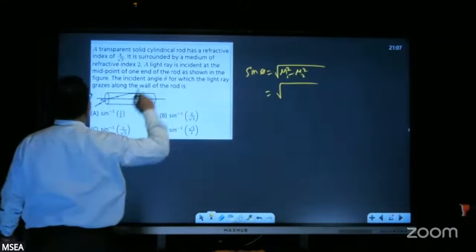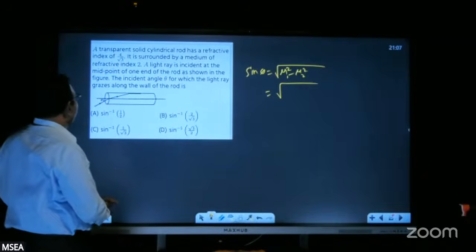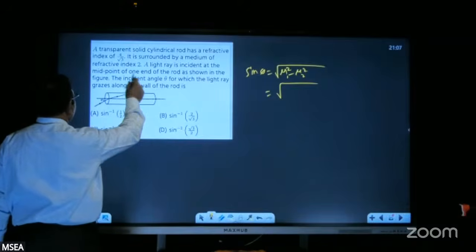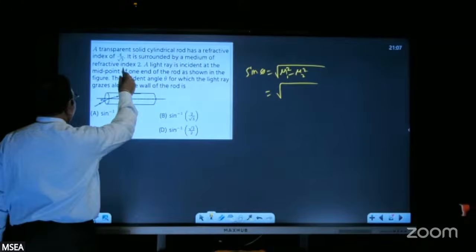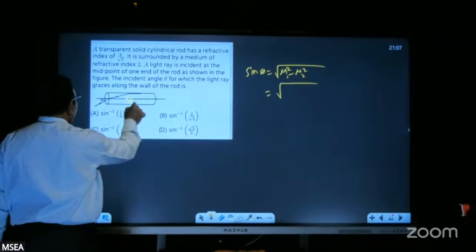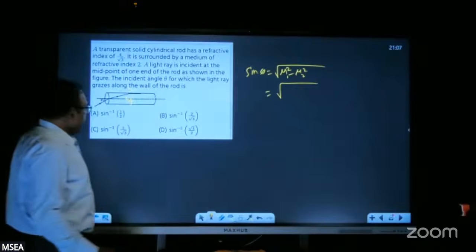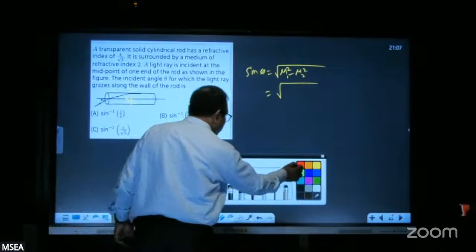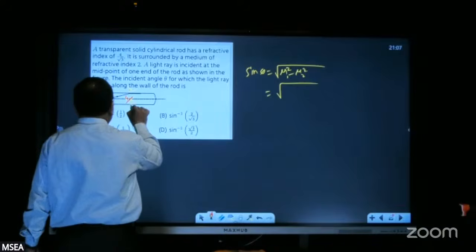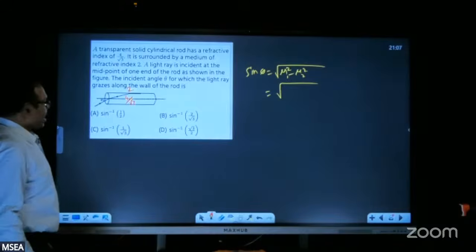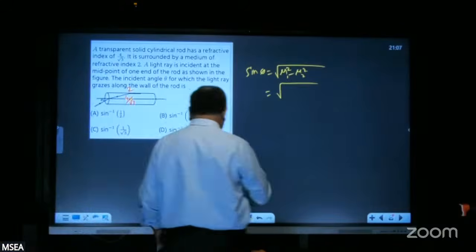A transparent solid cylindrical rod has a refractive index 4 by root 3. It is surrounded by a medium of refractive index 2. So mu1 is 4 by root 3, and also mu2 is given as 2. I'll change the color. This is 4 by root 3, and this is 2, which is given.